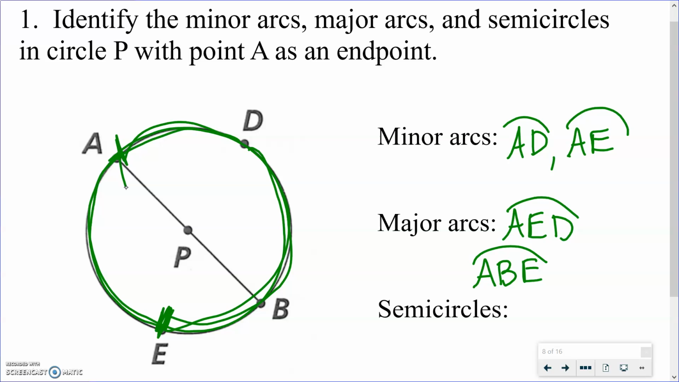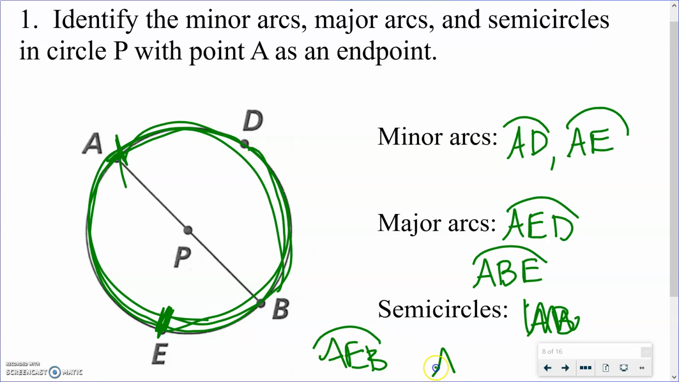And then a semicircle would just be AB, okay? But since there's 2 different ways we can get from A to B, we need to use the center letter. So we have to use AEB as a semicircle and ADB is a semicircle, okay?